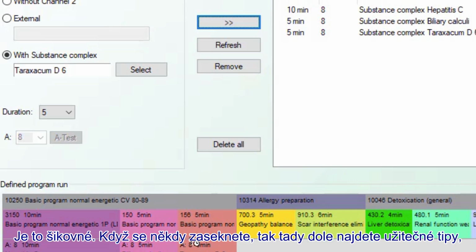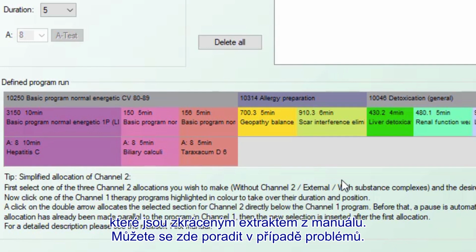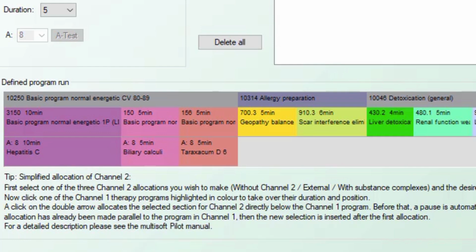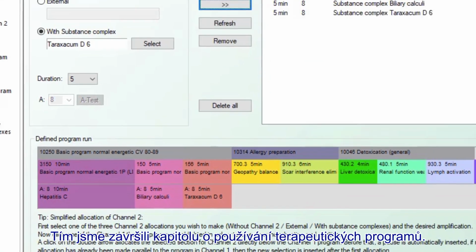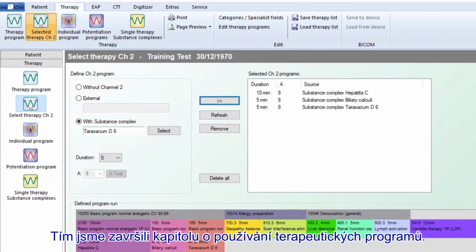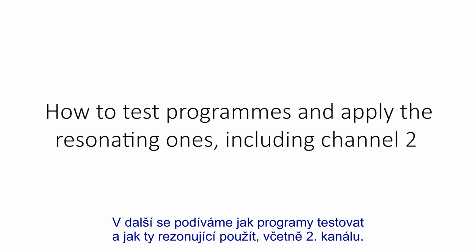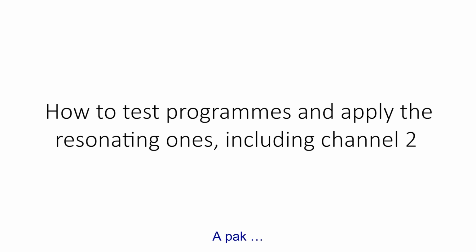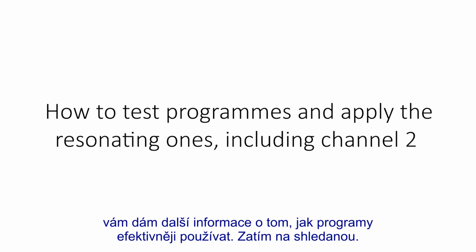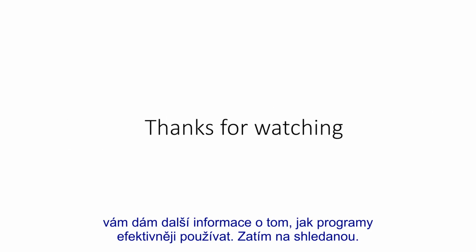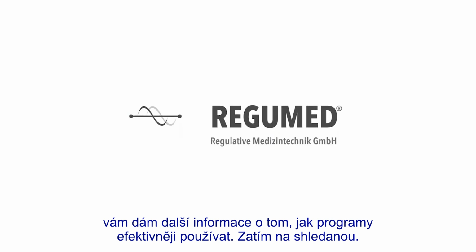Again, which is useful. If you ever get stuck, there is a useful tip down here, which is an extract from the pilot manual, so refer to this if you're a little bit stuck as well. So that concludes this section on using the therapy programs. In the next one we will show how you can test programs and apply the ones that are resonating, including channel 2, and that will give you a little bit more insight into using the various programs more effectively.